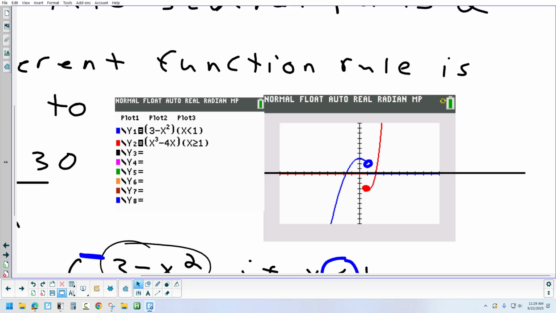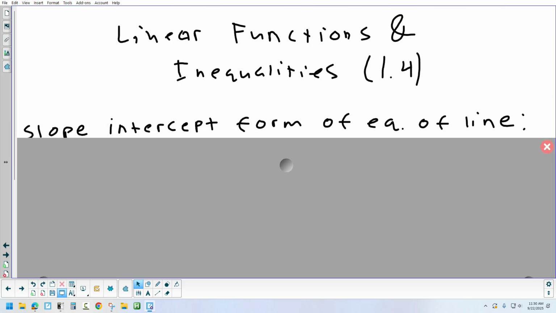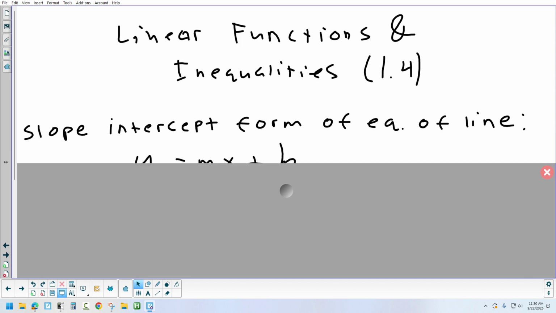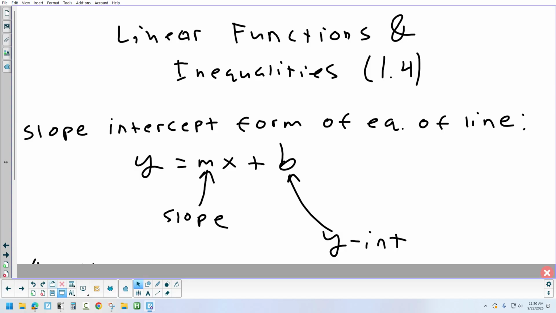So now we'll review a little bit of 1.4, which is on y equals mx plus b. I don't think there's anything in 1.4 you haven't seen yet. That's the slope-intercept formula line. Does anybody remember what the m stands for? Slope. And how about the b? Y-intercept. Yep. Slope and y-intercept.